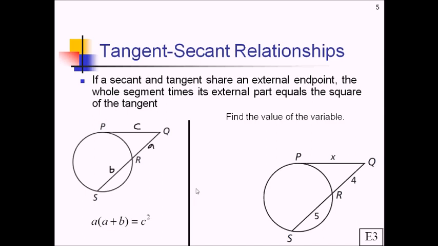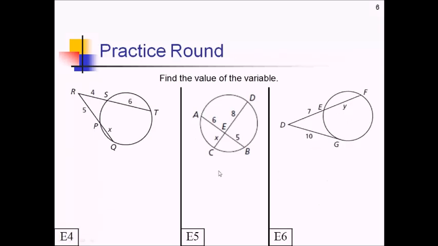So pause the video and use this property to see if you can figure out the value of x in this problem. So here we can write x squared equals 4 times (5 plus 4). Well, this is really just 4 times 9, so 36. So we can say x equals positive 6. We would put plus or minus, except that this is an actual length, so we don't want to have a negative length.